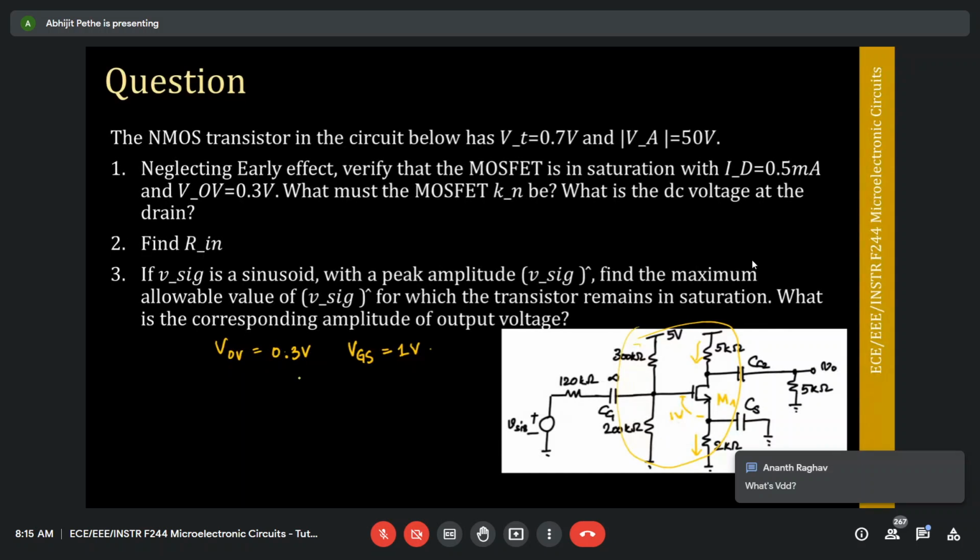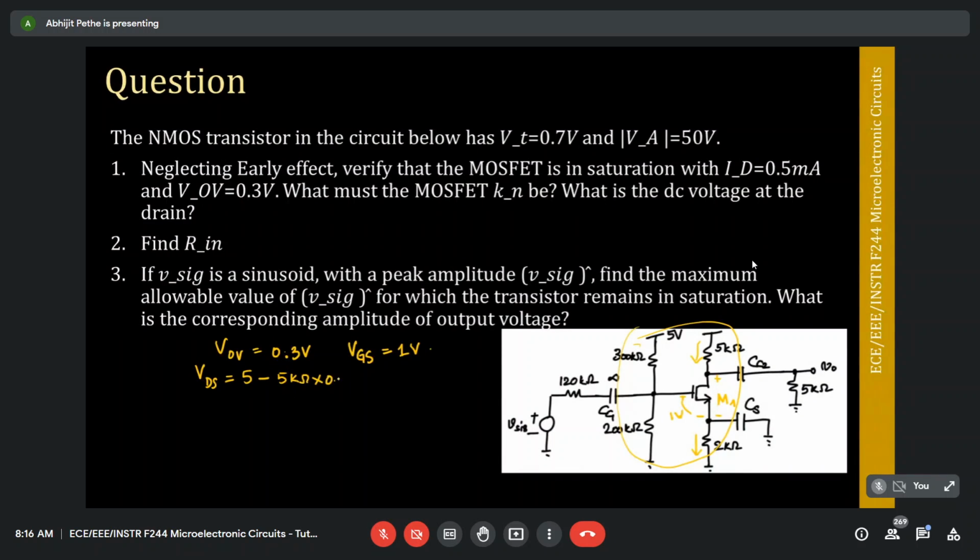Now, how do you confirm if the transistor is in saturation or not? So you find the voltage drop across the 5 kilo ohms. So what is VDS of the transistor? VDD minus ID times the resistances. So what is VDS? 5 volts minus 5 kilo ohm times 0.5 milli minus 2 kilo ohm times 0.5 milli, right? There is 0.5 milli flowing through 5 and 2 kilo ohm, right?